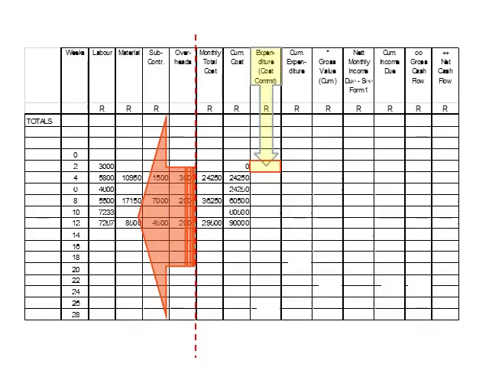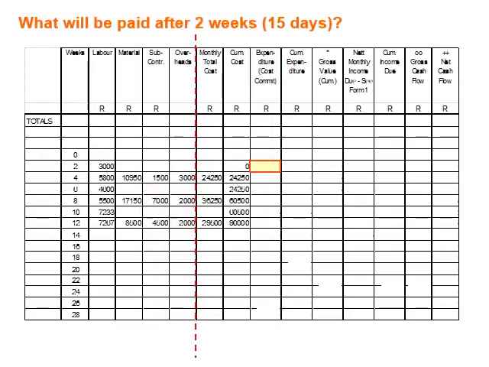The first question that we need to ask is, what will be paid after 2 weeks, or 15 days? Before we can answer this question, let us first determine where the first 2 weeks end. You will see that it ends right on the line between week 2 and 4. This becomes our indicator line for the first 2 weeks. This means that, depending on any payment restrictions, everything above this line will be paid after 2 weeks.